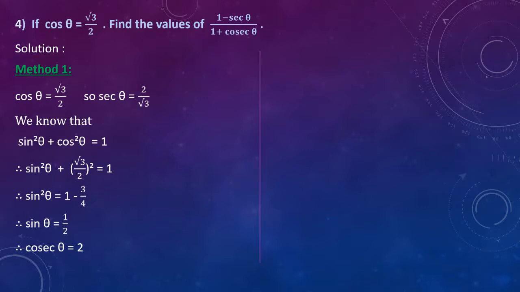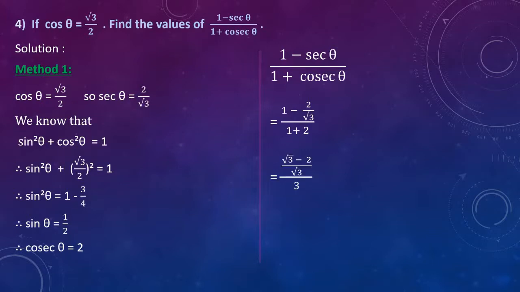Now we have the value of sec theta and cosec theta. Let us substitute the values here. 1 minus sec theta upon 1 plus cosec theta. So which is equal to 1 minus 2 upon root 3 upon 1 plus 2. Now by taking LCM in the numerator part, we get root 3 minus 2 upon root 3 upon 3, which is equal to root 3 minus 2 upon 3 root 3. So therefore 1 minus sec theta upon 1 plus cosec theta is equal to root 3 minus 2 upon 3 root 3.